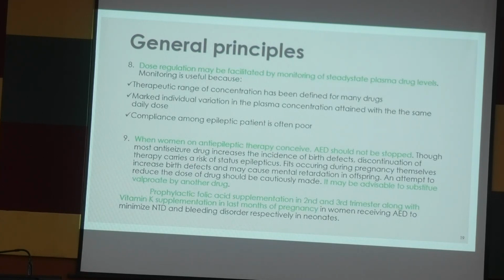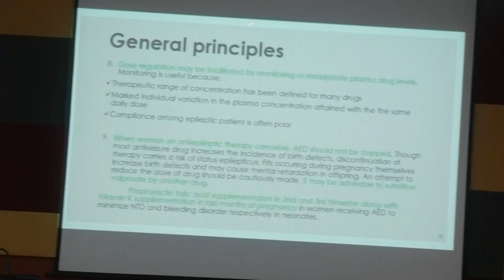Dose regulation may be facilitated by monitoring of steady state plasma drug levels. Basically most of the anti-epileptic drugs show drug interactions, and that is why therapeutic drug monitoring is very important. Why? Because the therapeutic range of concentration has been studied for many of the anti-epileptic drugs. There is marked inter-individual variation in plasma drug concentration with the same dose. After giving the same dose, the drug level in one person can be different from another. So there is marked inter-individual variation, and compliance to the drug is often poor. That is why therapeutic drug monitoring may be better.